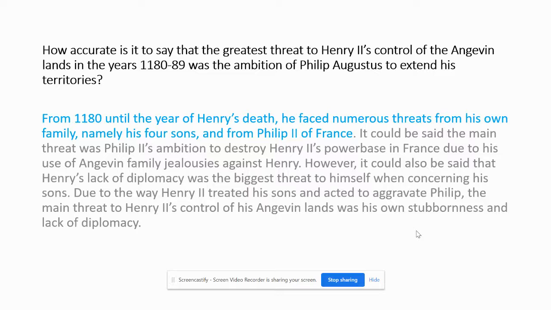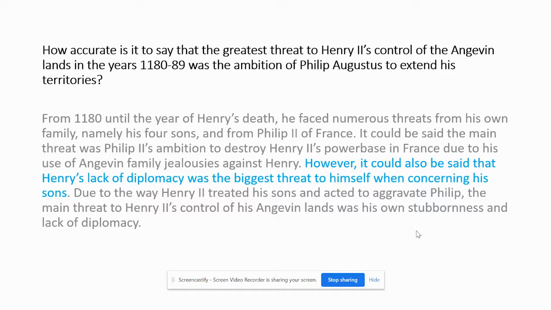They then introduce the first factor that they're going to talk about. It could be said that the main threat of Philip II's ambition was to destroy Henry II's power base in France due to his use of Angevin family jealousies against Henry. So it's just an outline of that factor that, yes, it is true to say that Philip's ambition was a problem for Henry. They then move on to introduce the second factor, the alternate factor. However, it could also be said that Henry's lack of diplomacy was the biggest threat to himself when concerning his sons. So this is introducing a second factor.